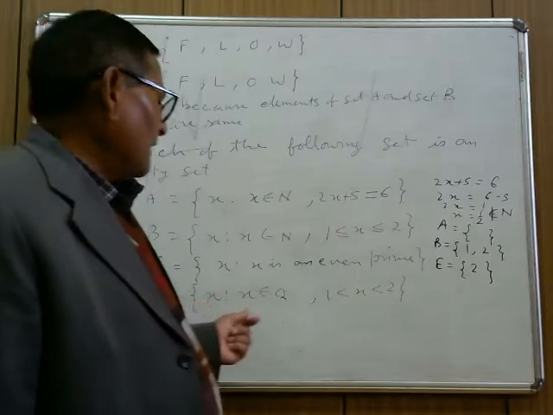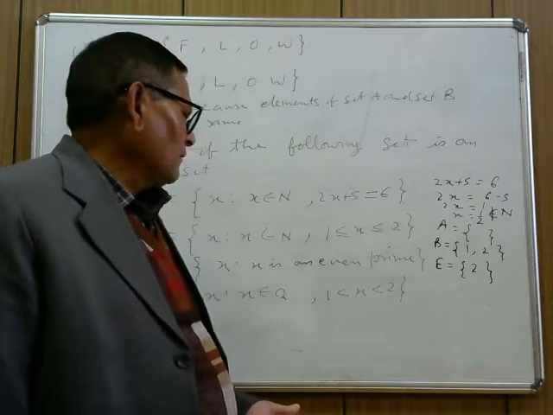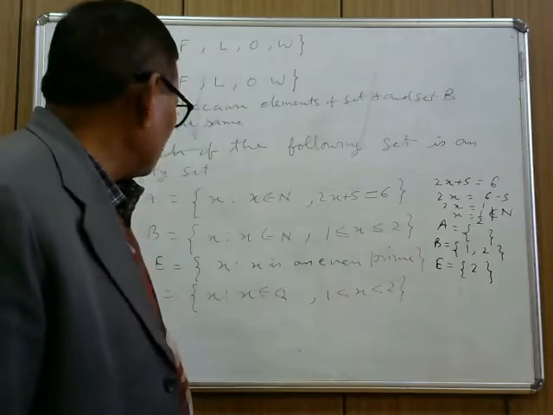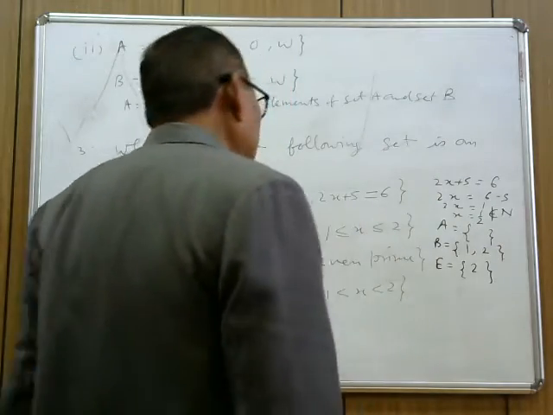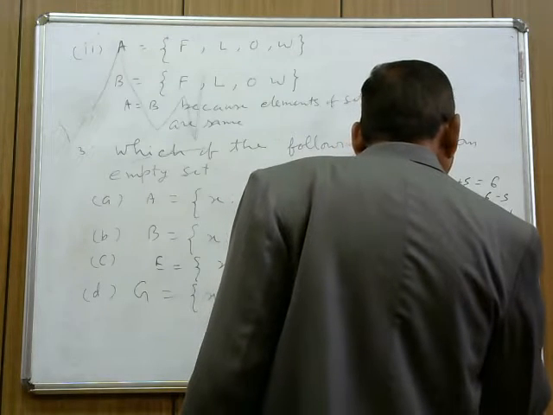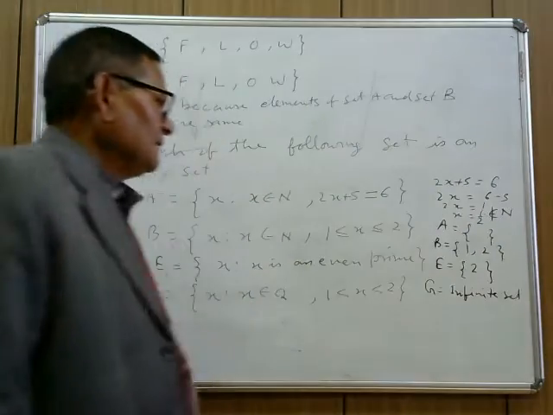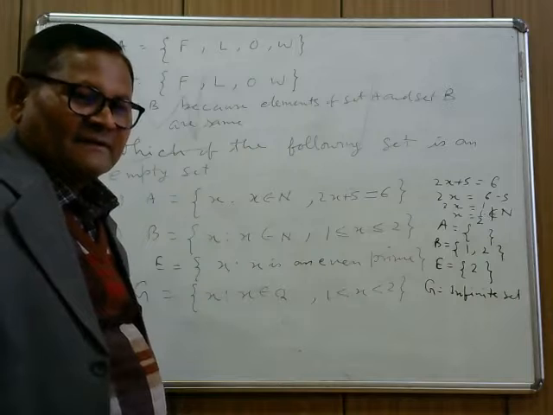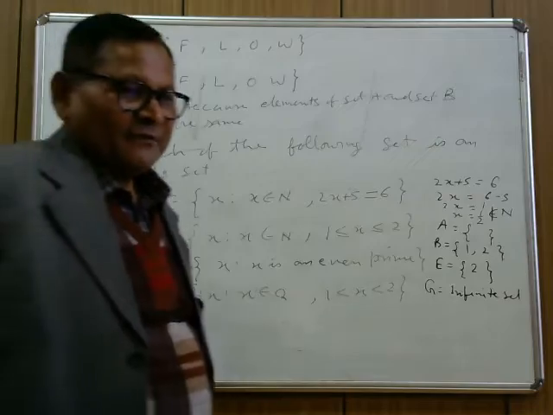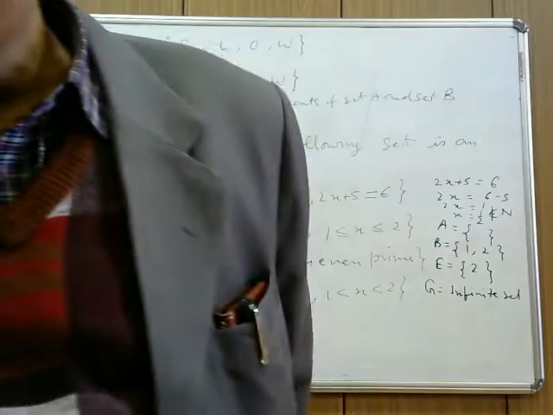Now you know that between any two integers, between any two rational numbers, between any two real numbers, there are infinite numbers of rational numbers. So your set G is an example of an infinite set. Now tell me, which is the answer? Definitely you can say A is the answer. So this is an empty set. So you must know how these definitions are used to frame the question for competitive exams.